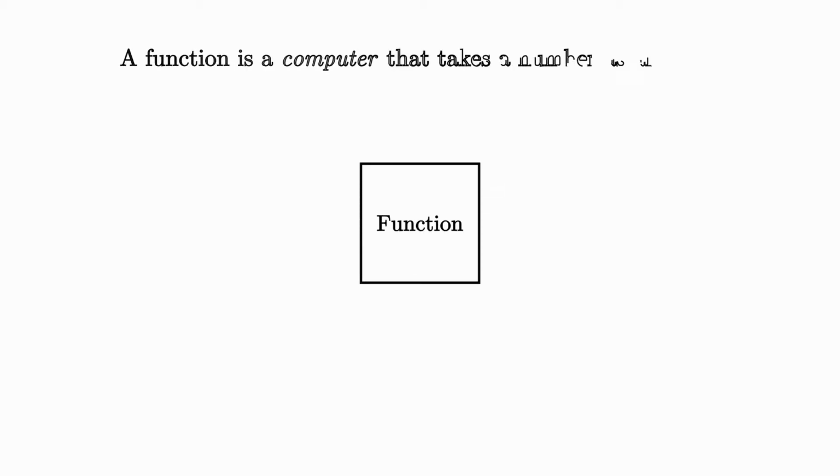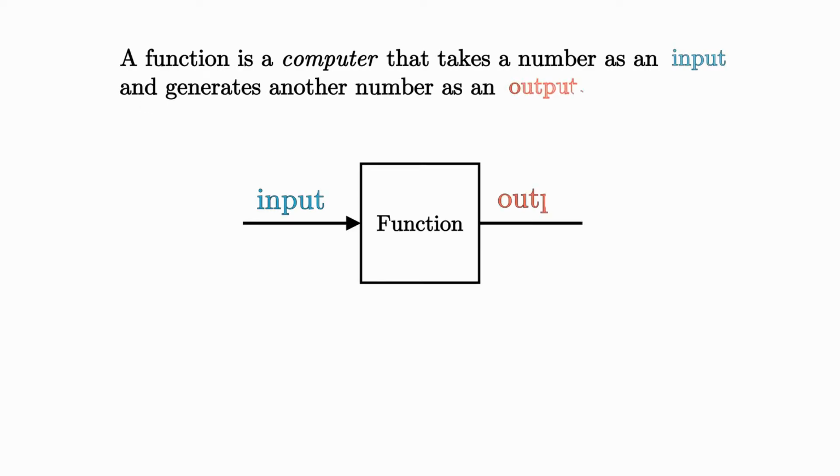Next, I want to talk about math, in particular functions in algebra. A function is like a box, a computer that takes a number as an input and spits out another number as an output. Let's do an example with the function f of x equals x squared. So x is the input and x squared is the output.